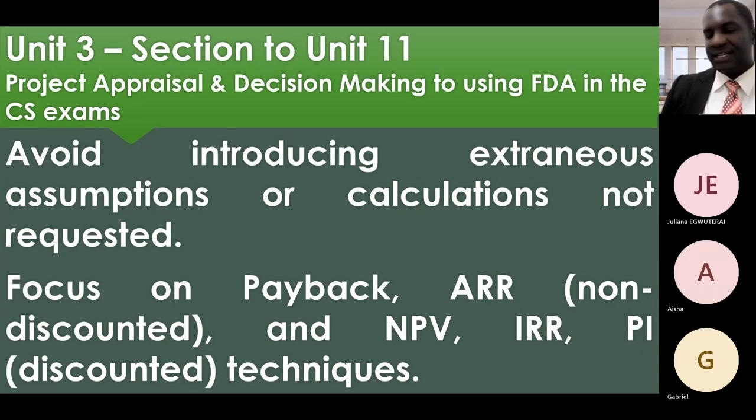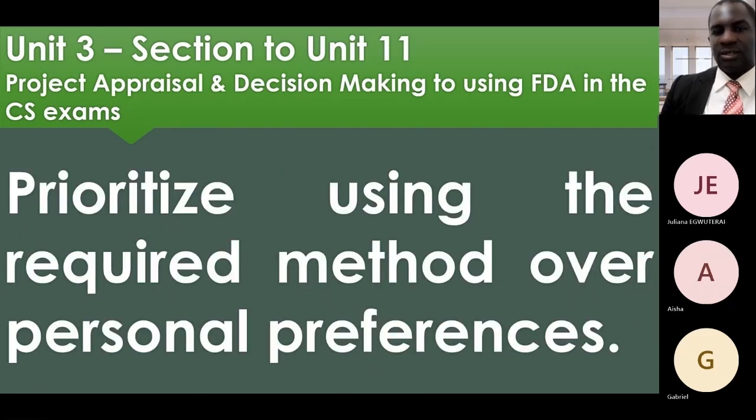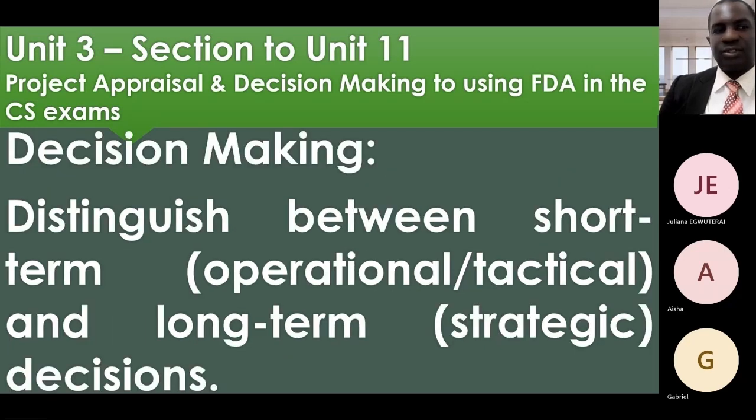If you are given a discounted cash flow, a hurdle rate, or a discounted percentage, you know ARR cannot work, even if you know ARR better. So NPV will be better, and that's what he tests most in his exams. So prioritize using the required method over your personal preference. Very important. Okay, so decision making.